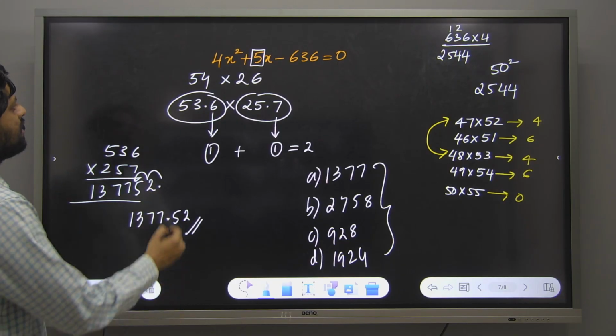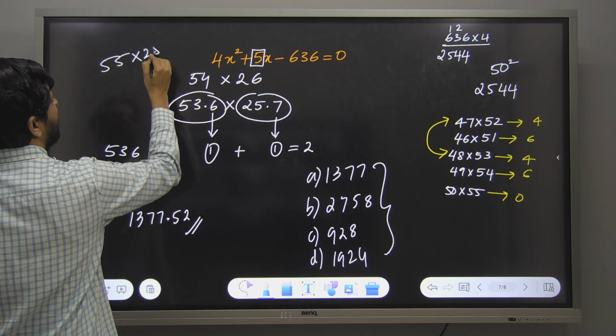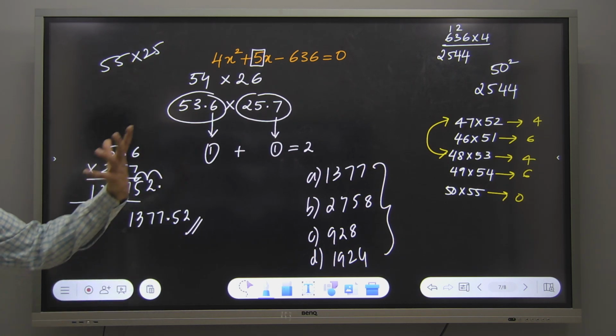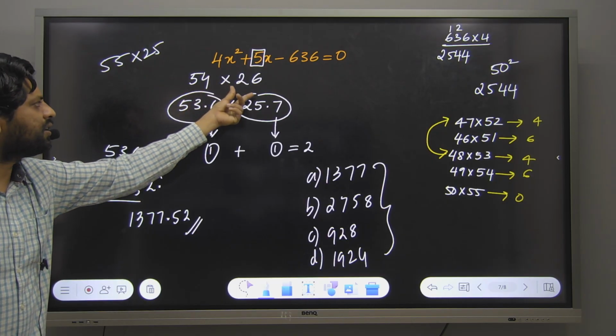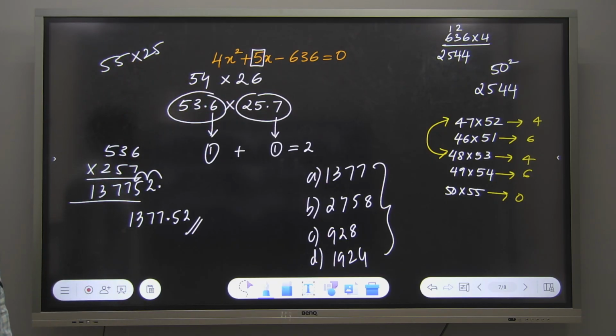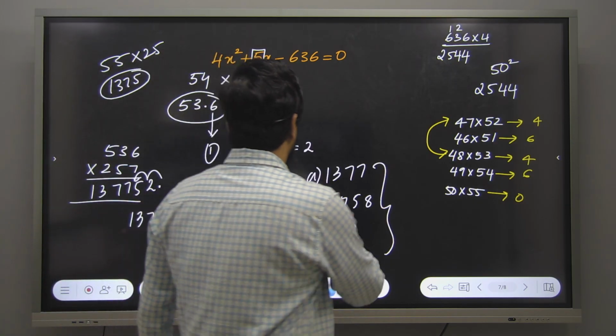Now you have to do... Make it a little closer again. Make it 55 into 25. You will reach closer to the answer. Here also I rounded off. 54 to 55 I rounded off. 26 I rounded off to 1375. Which option is 1375 closer to?